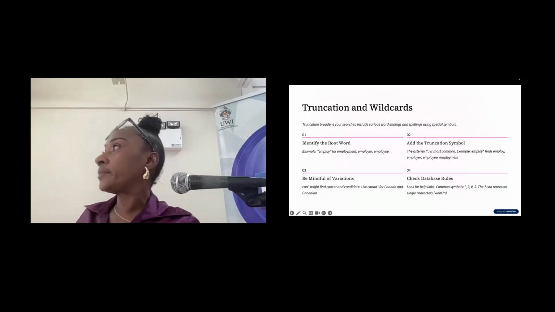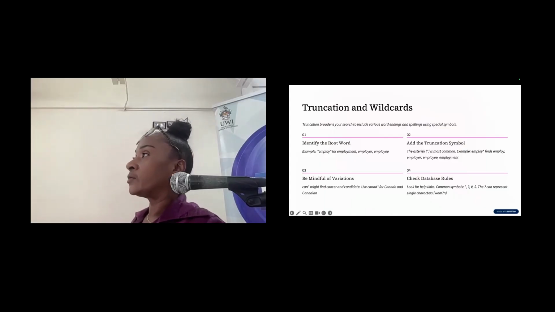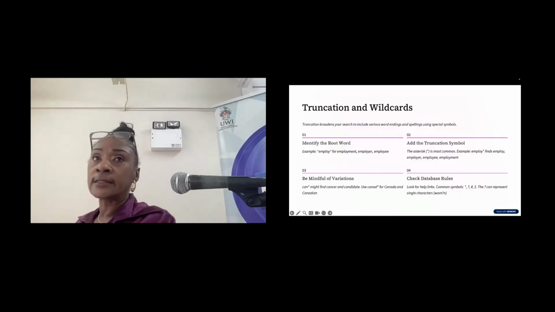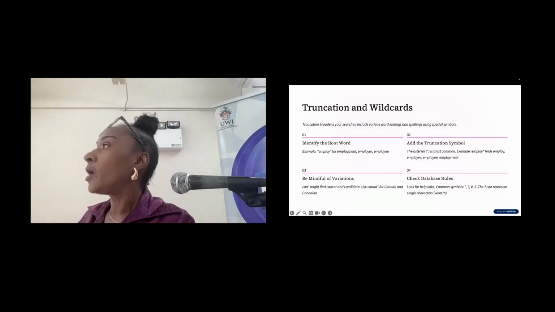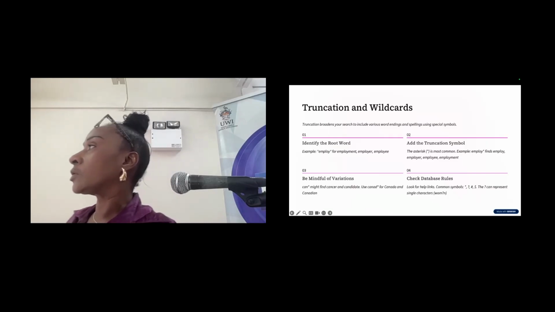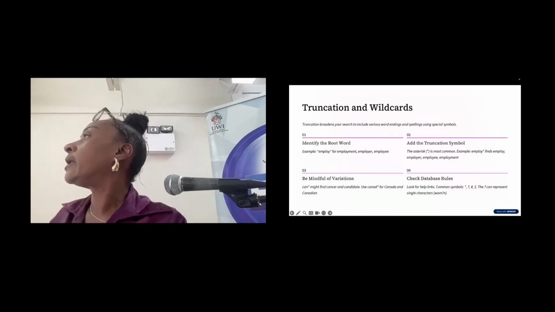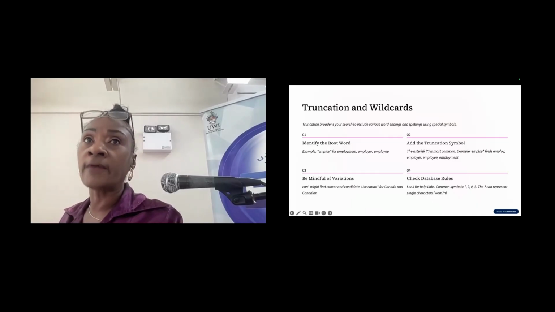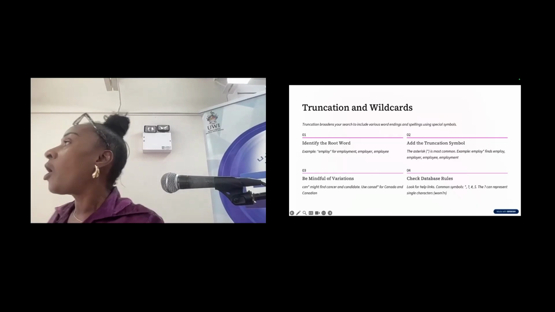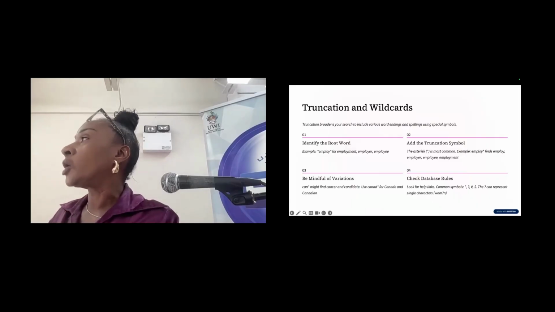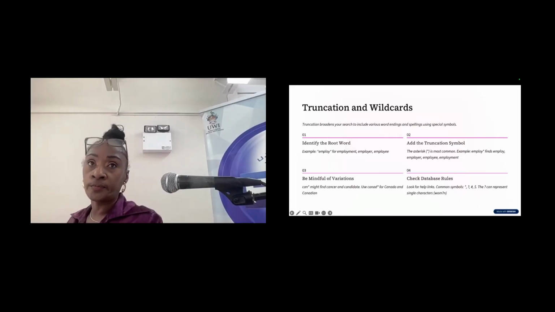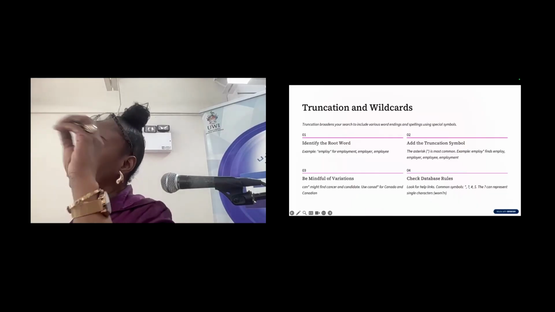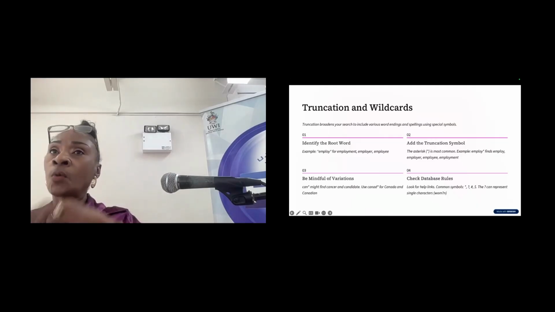Okay, so another search skill that we can use is finding resources via UWILINC using truncation and wildcards. Understand truncation? Truncation goes into research to include various word endings and spellings using special symbols and characters. Have you ever used it before? No? Alright, what truncation does is identify the root word. The example here is employ, so where the root of the word is, that's where you place the wildcard.